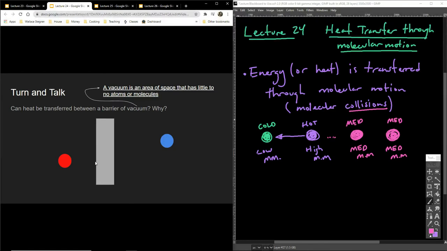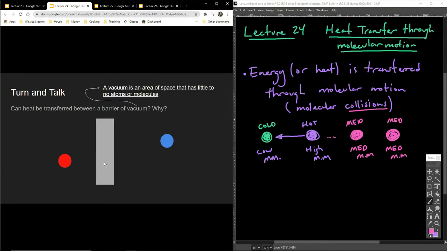I'm not talking about the vacuum that you use to clean your floor. A vacuum is an area of space that has little to no atoms or molecules in it. So it's just a box, but it's completely empty. It doesn't have molecules, it doesn't have anything in it. Outer space is a vacuum. There's like one molecule per cubic meter or something like that. It's ridiculously tiny. It's basically no molecules in space. So can heat be transferred?